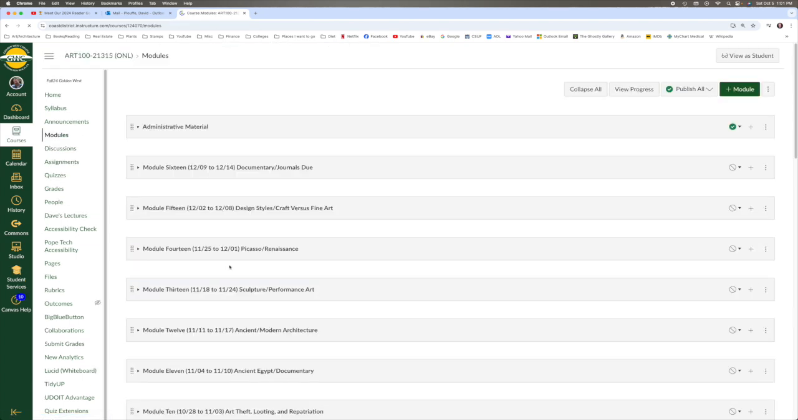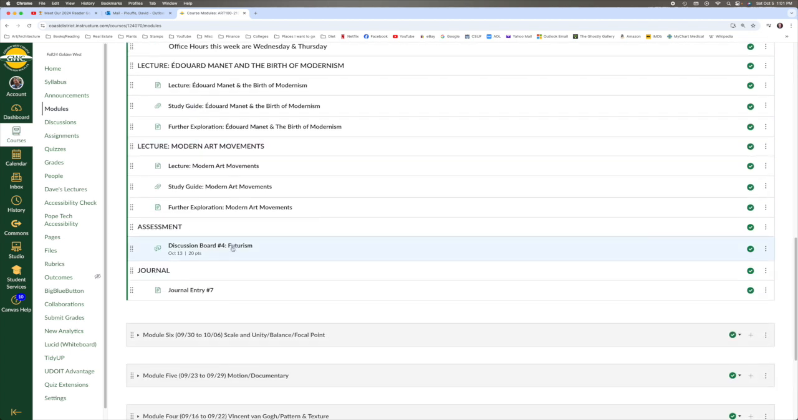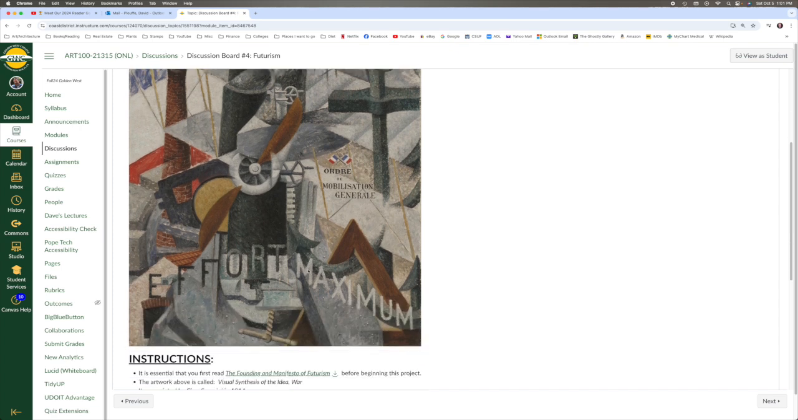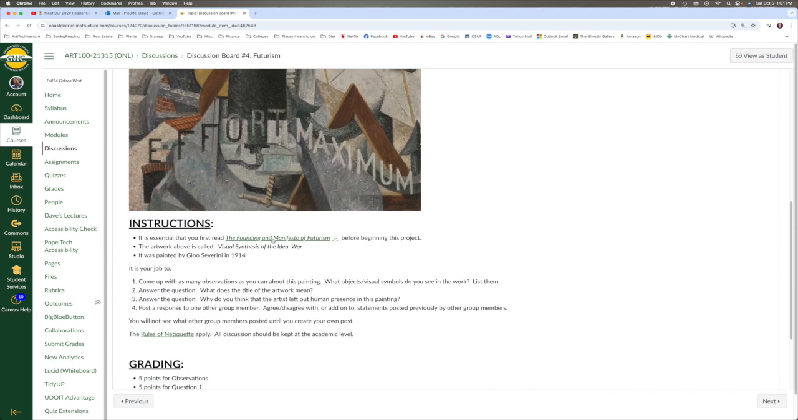Heading back out, we're going to take a look at the discussion board, which is on Futurism. And this has you reading first the Futurist Manifesto. So go ahead and download this and read it. It's one of my favorite art historical readings. It's wild, it's out there, it's amazing what these people wanted to accomplish with their art. And being the very first manifesto, that's what it is.